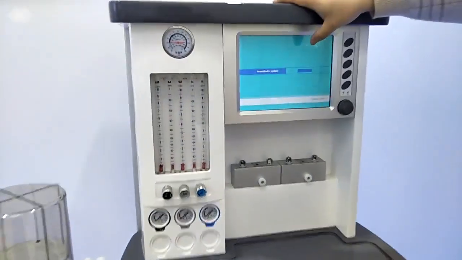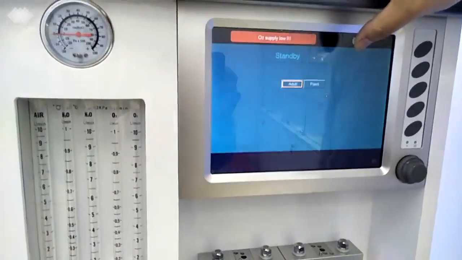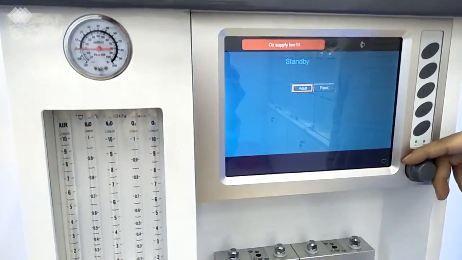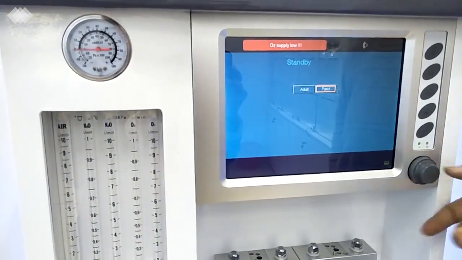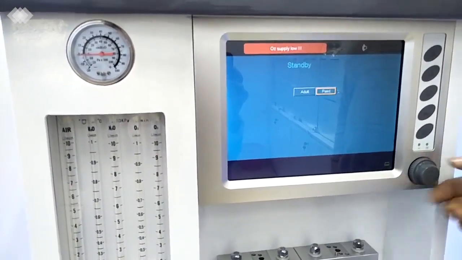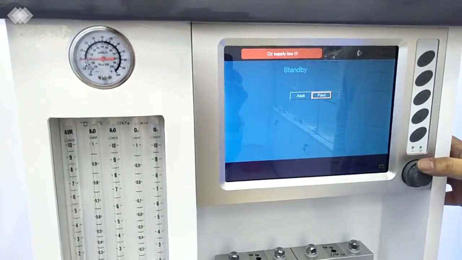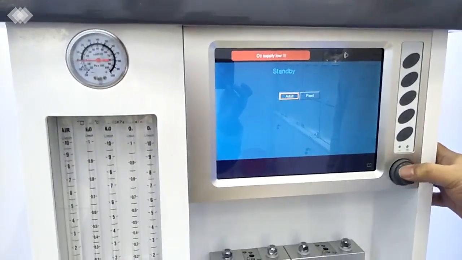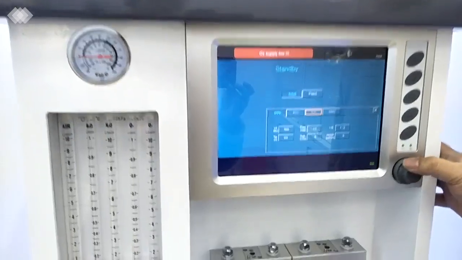We will see the machine first get into the self-testing function, to protect the machine and also prevent damage to the patient. Then we will enter into the adult and the pediatric choosing interface. And under the pediatric mode, we can also use for the neonatal from above 2 kg. And then we can do the presetting.